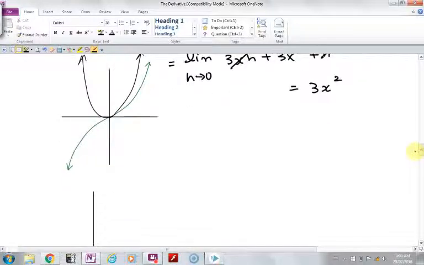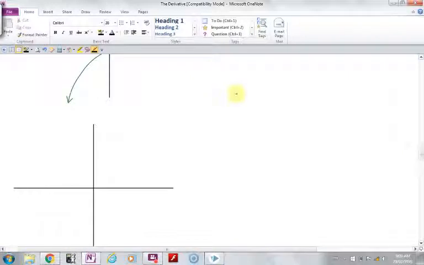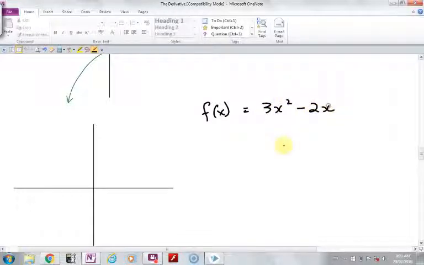Let's do one other one. What if we had a function that was 3x squared minus 2x? How would we find the derivative of that? I'm pretty sure that's similar to, if not exactly the same as, the function that we were finding the derivative of on your test paper, but we want you to use method 2.